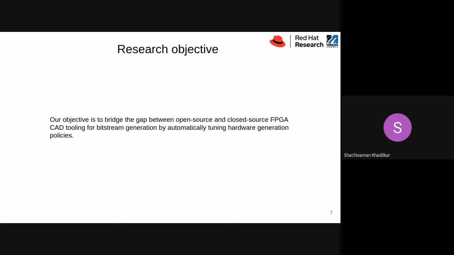This brings us to our objective. Our goal is to improve the quality of implemented netlists by automatically tuning hardware generation policies. Eventually, we want to help bridge the gap between open source and vendor tools.